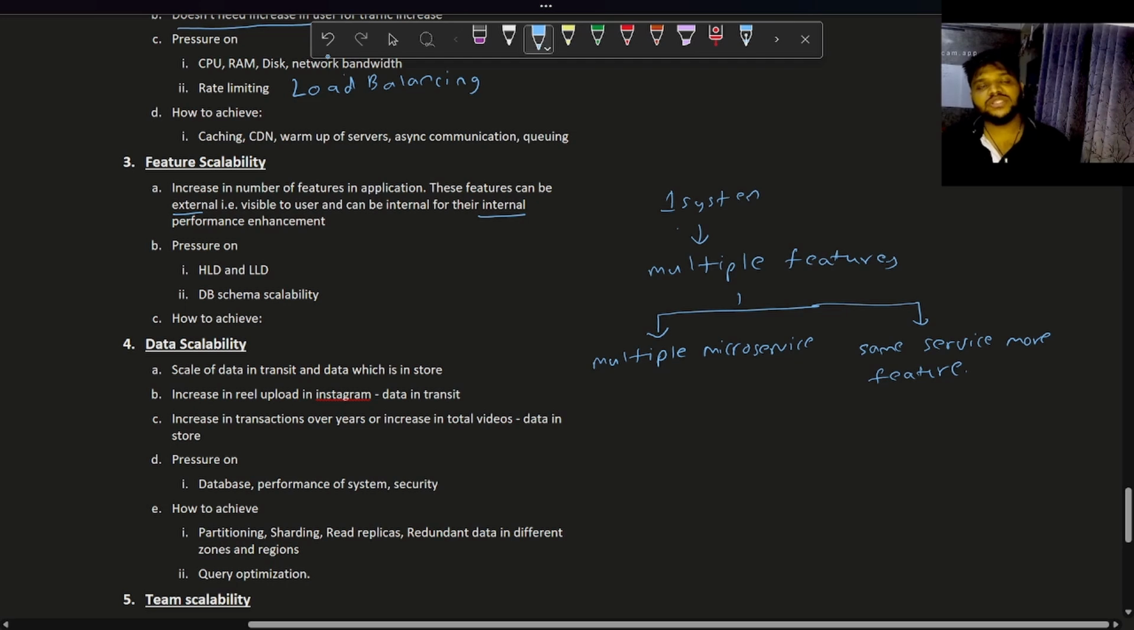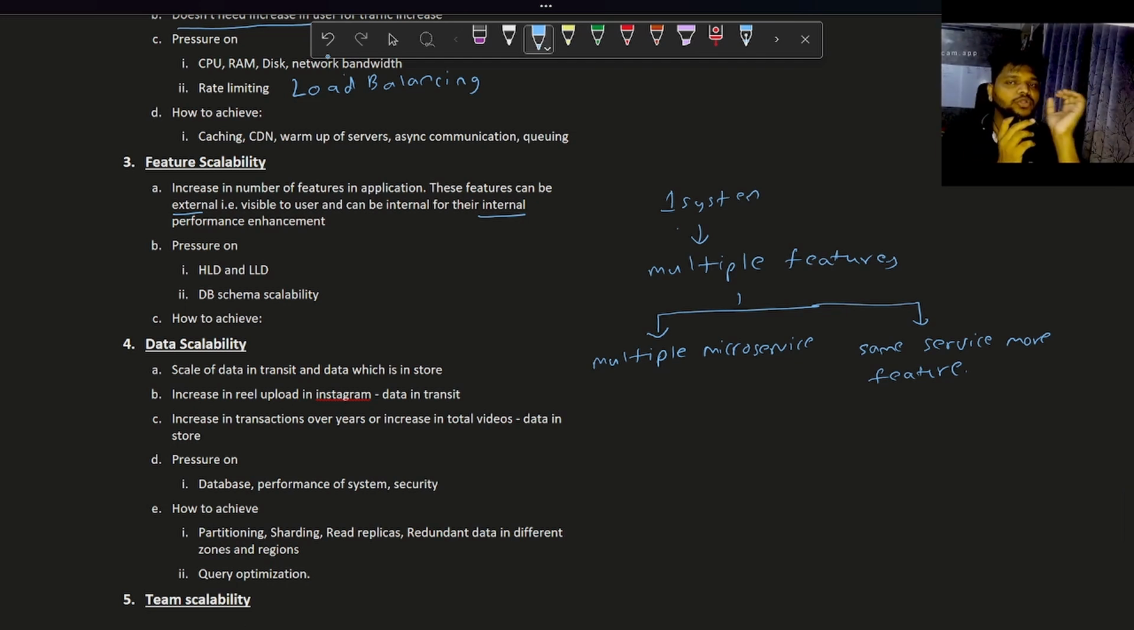Now, where does it put pressure? Let's say you have designed your system, doing the HLD and LLD, and now you need to add more features. In that case, you might say, hey, my design doesn't support this. Or let's say you have designed a database schema supporting 4 to 5 features, and now you got a request to scale your system for 10 more features. In that case, you can't say, hey, I can't scale my database schema, or this database schema is not suitable for this particular feature.